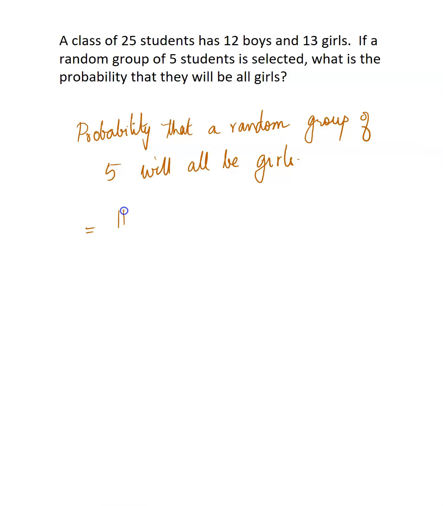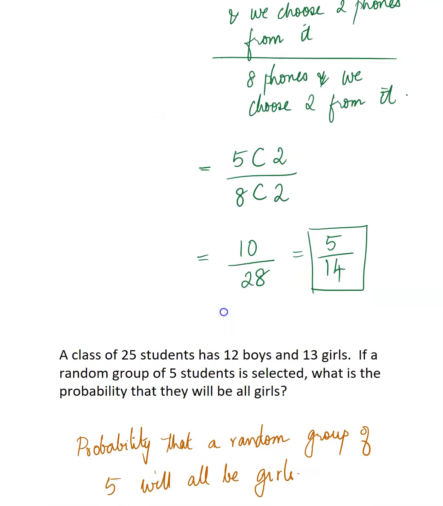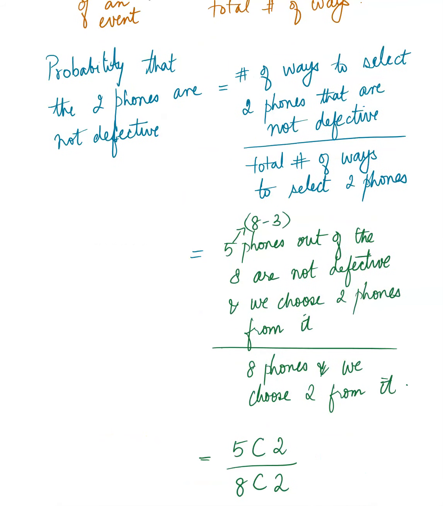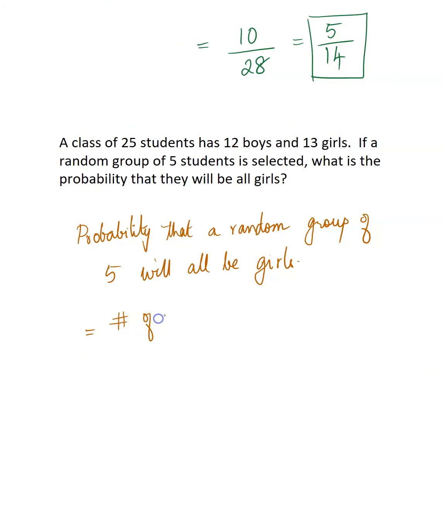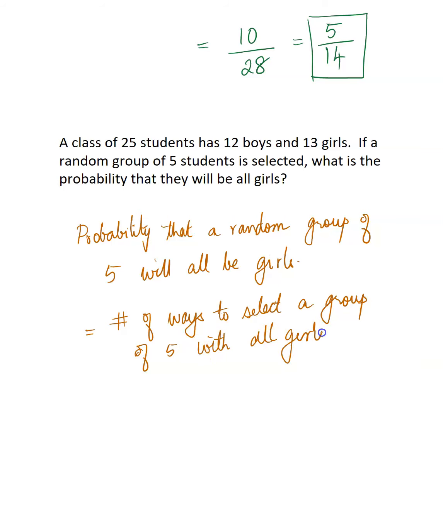Okay. So I want to take you back here, the same idea. Number of ways to select 2 phones that are not defective, right? Like that, number of ways to select a group of 5 with all girls, divided by the number of ways to select a group of 5. Doesn't matter if it's a boy or a girl.